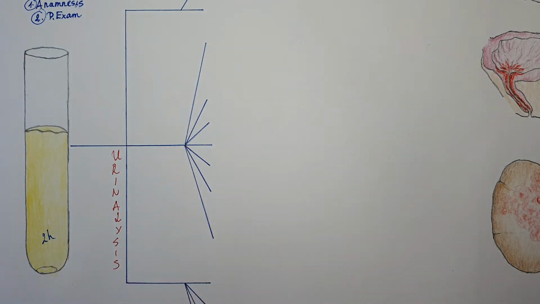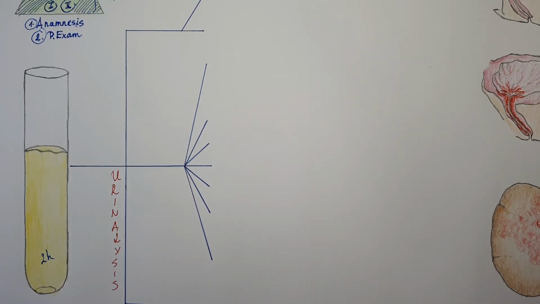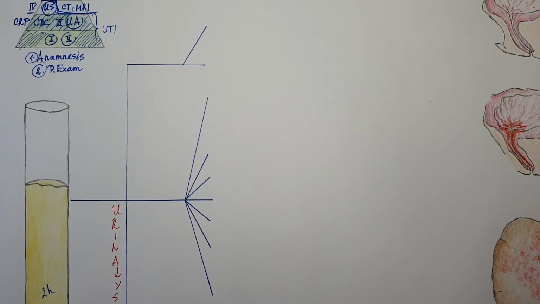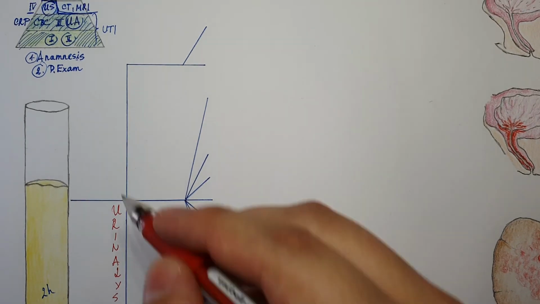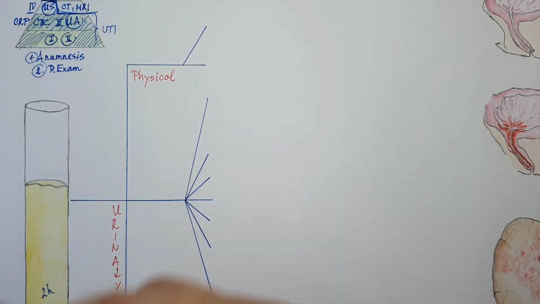And urinalysis consists of a physical examination of the urine, a chemical examination of the urine, and the microscopic examination of your urine sediment. So the urine sediment is a part of urinalysis. The first element that is looked at is obviously the physical characteristics of the urine.